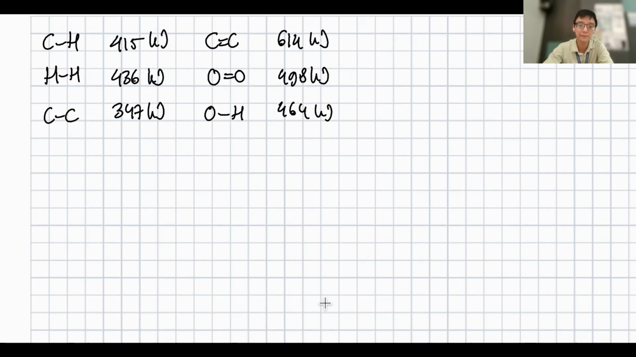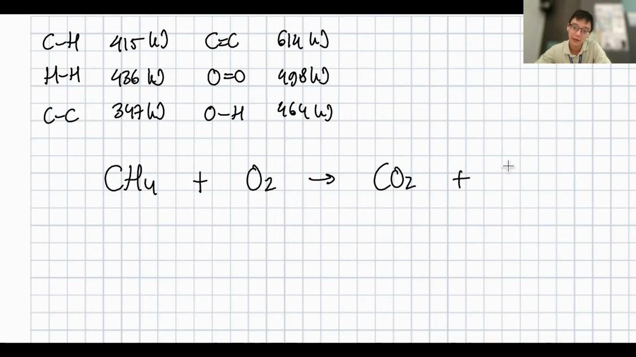I can give you an example. So for example, this is the data of bond energy. You can see it from many sources. Usually it's in the form of a table. Let's say that I have the reaction of methane burning. So CH4, oxygen, carbon dioxide, and water.